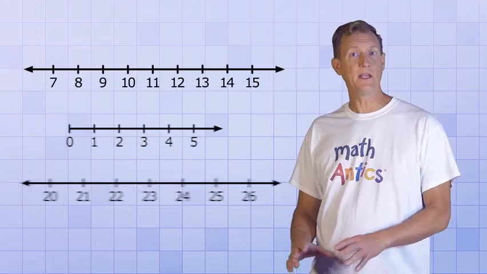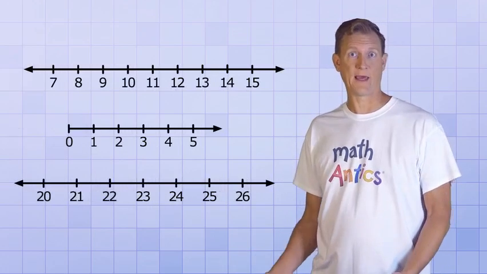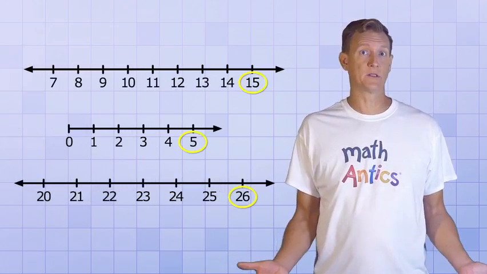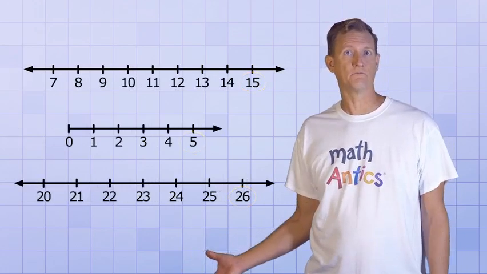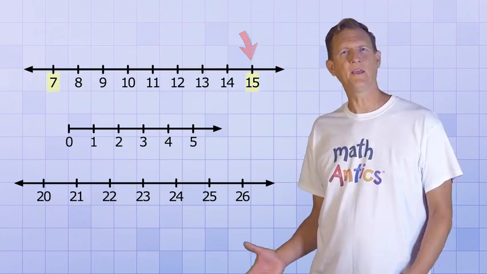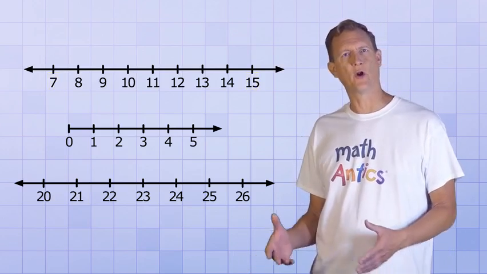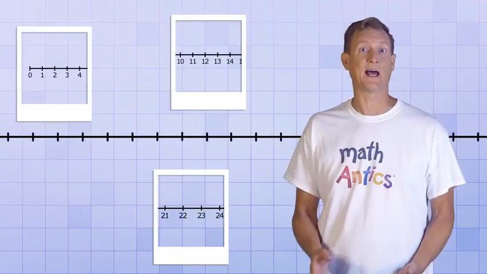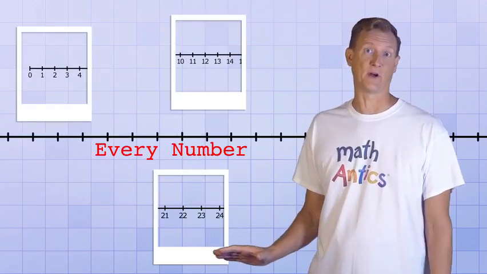You'll probably see many different versions of the number line as you learn math. Some may stop at different numbers, and some might not even start at 0, like this one that starts at 7 and stops at 15. One way to think about these different number lines is that they're all snapshots of the ultimate ideal number line that has every number on it.